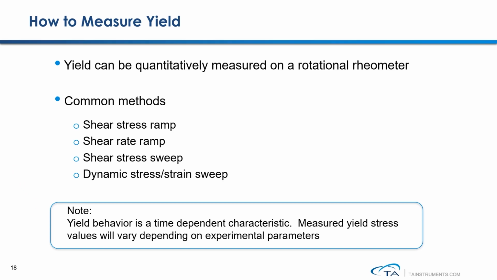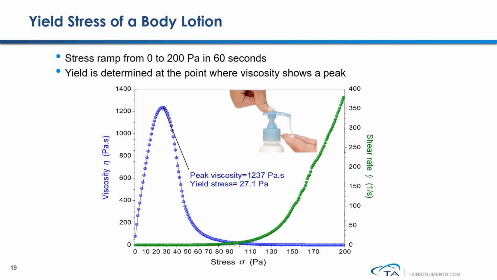The continuous stress ramp is the most commonly used method for yield analysis. In this measurement, stress is ramped from 0 until the sample starts to flow. During the measurement, sample viscosity and shear rate are monitored as a function of time.